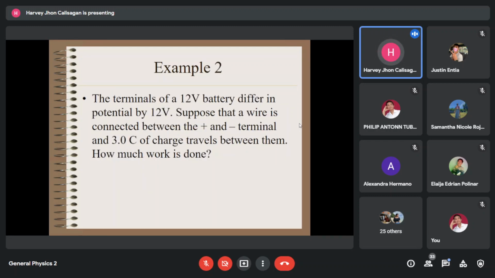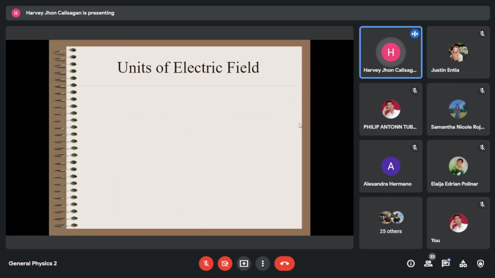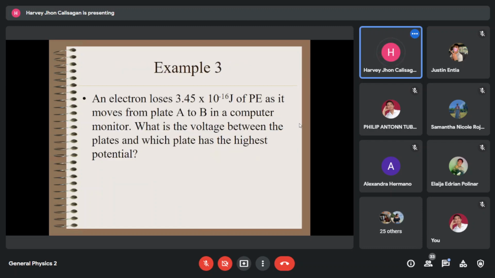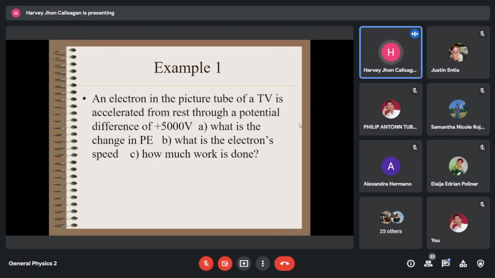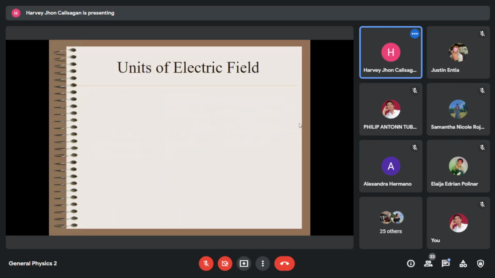So let's try to answer this one later. Let's talk about electric field. We'll be answering this one because we will discover Coulomb's law later. The units of electric field. So the units of electric field can either be a Newton per coulomb or a volts per meter.